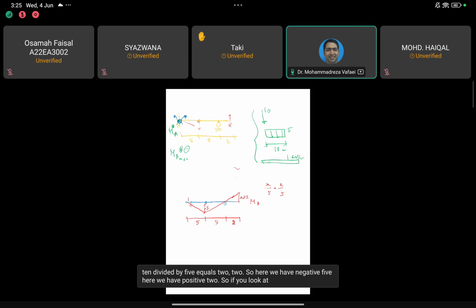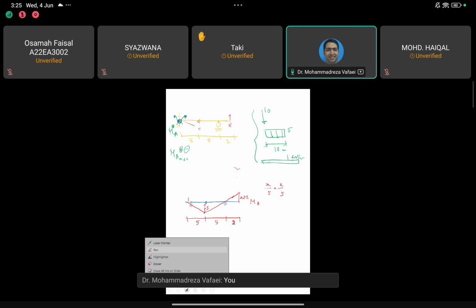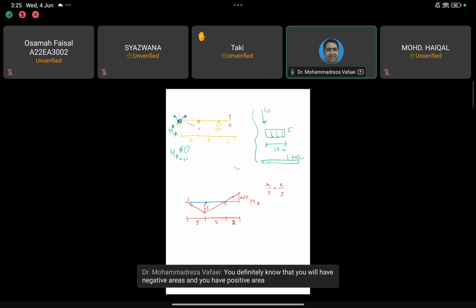If you look at this diagram, you definitely know that you will have negative areas and positive areas. So depending on the condition of your loading, your bending moment can have a maximum positive and a maximum negative. Okay? So let's put the load on the structure and see what we can get. First is the self-weight, which comes from the beginning until the end of the diagram. The intensity of this self-weight is 1 kilonewton per meter, and it is applied all over the span.